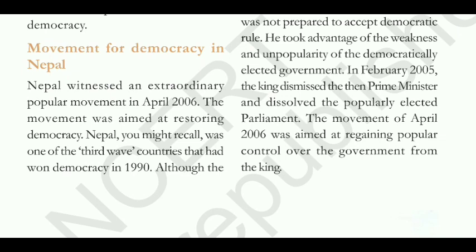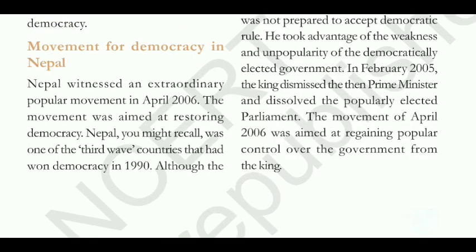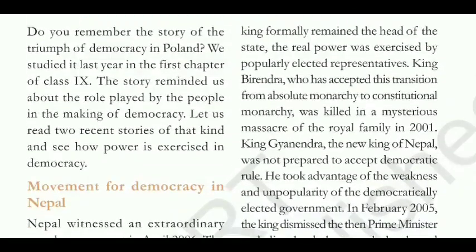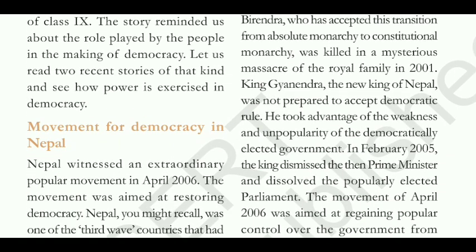Movement for democracy in Nepal. Nepal witnessed an extraordinary popular movement in April 2006. The movement was aimed at restoring democracy. Nepal, you might recall, was one of the third wave countries that had won democracy in 1990. Although the king formally remained the head of the state, the real power was exercised by the popularly elected representatives. King Birendra, who had accepted this transition from absolute monarchy to constitutional monarchy, was killed in a mysterious massacre of the royal family in 2001.